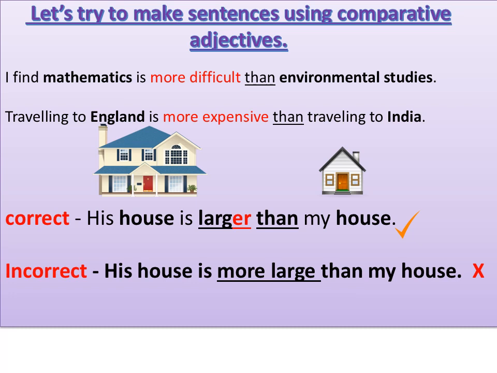Now look at the next sentence carefully. His house is more large than my house. Do you think this is a correct sentence? No, this is not a correct sentence. We cannot use more in front of large to make it comparative. We cannot use more or less in front of any adjective. We can only use more or less in front of an adjective that has more than two syllables. Relatively, these words are quite long.